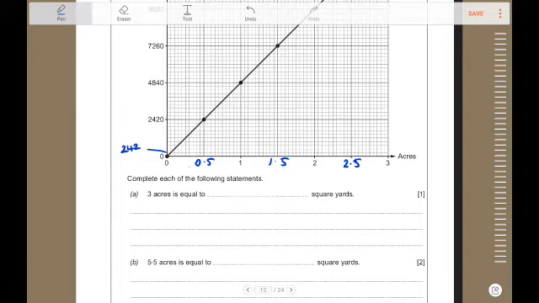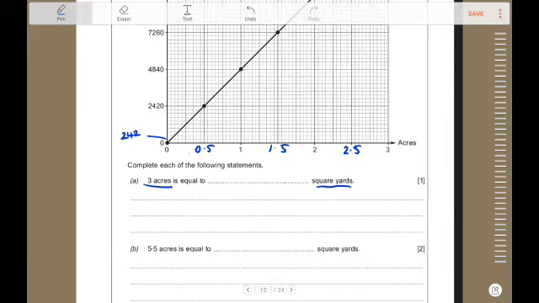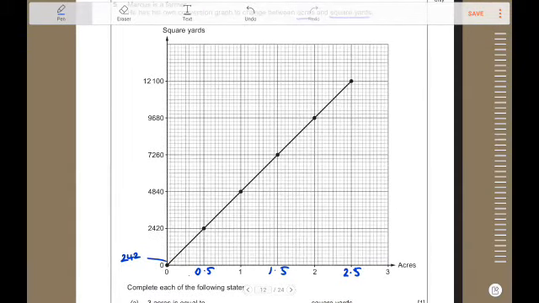So let's have a look at our graph and see if we can work out what 3 acres is in square yards. Well, we've got 3 acres on our acres axis, and when we go up to look at the conversion graph, there's no graph there. But we can see if we carried on extending that graph, now I'm just going to do this roughly, then 3 acres would be this point here, and then we'd read across to this point here, looking at how many square yards 3 acres was.